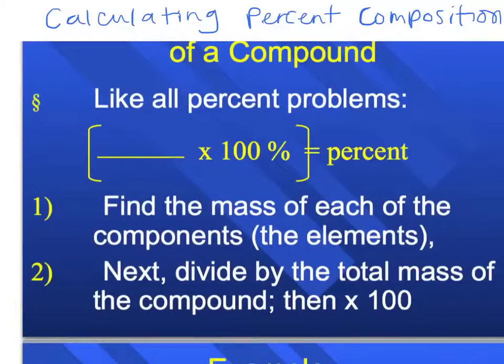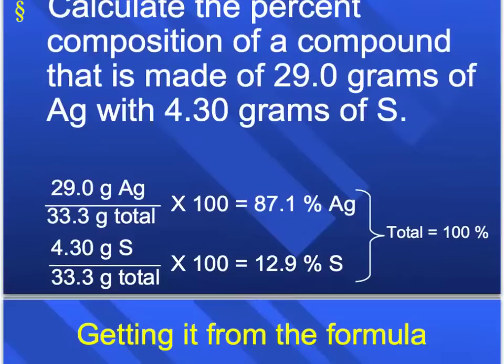So calculating the percent composition of a compound is one of the more simple formulas that we're going to have for chemistry. Like all percent problems, you're going to take two masses, divide, multiply by 100, and you're going to come up with a percent. So the first step is to find the mass of each of the components, or the elements, and then divide by the total mass and then multiply by 100. So let's see how this works on the next slide.